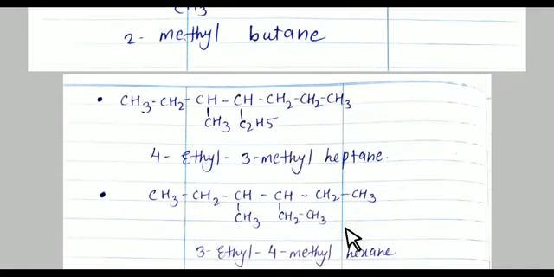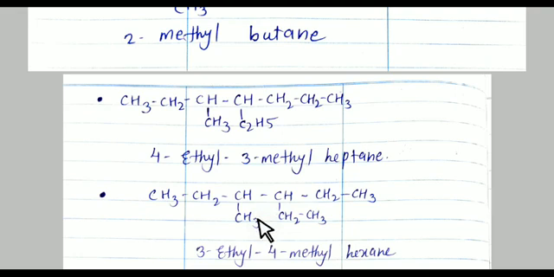The next one is 1, 2, 3, 4, 5, 6. There are 6 carbon atoms in the parent chain, so it is hexane. You can number it from the right side, or you can number it from the left side. Why? Because both branches are on the third carbon: 1, 2, 3, then 1, 2, 3. So you can number it from either side.